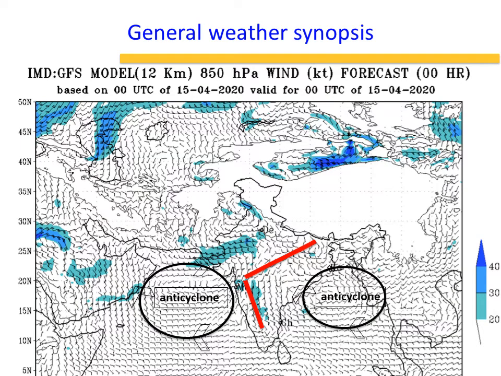This is just the IMD chart. I'm showing it because it shows the arrows of the winds, and it helps in understanding the convergence patterns better. So same thing I'm showing here as well: the anticyclone and the zone of confluence of the winds, the line of convergence shown by these red lines.